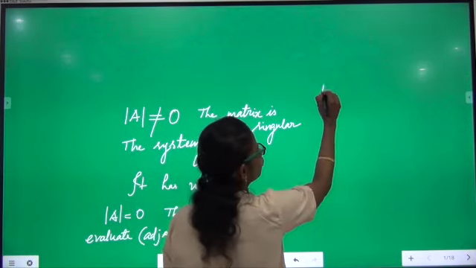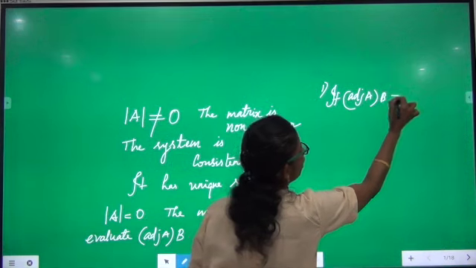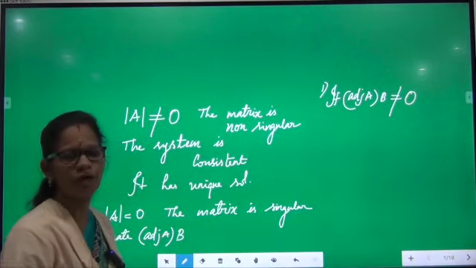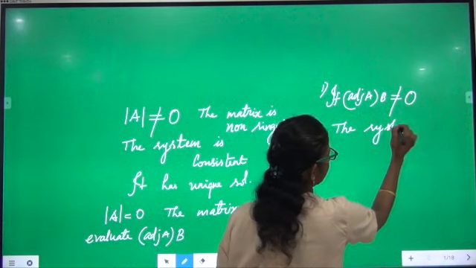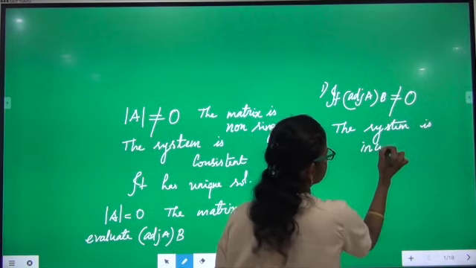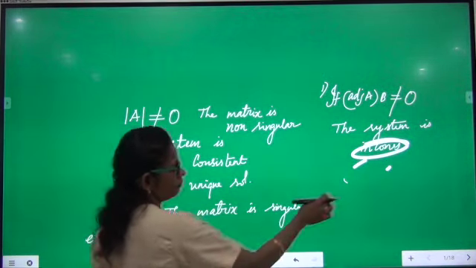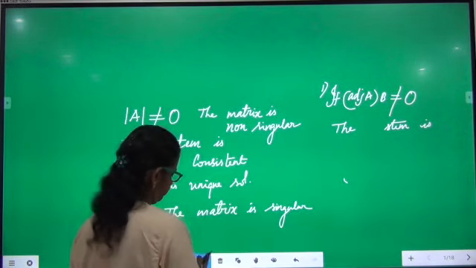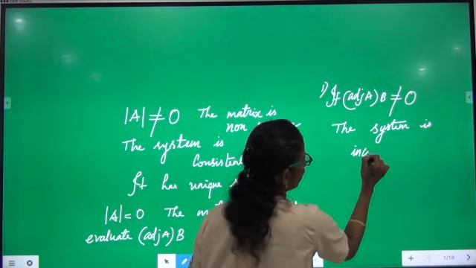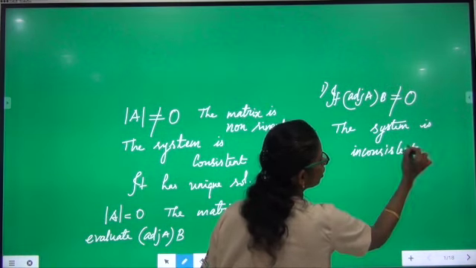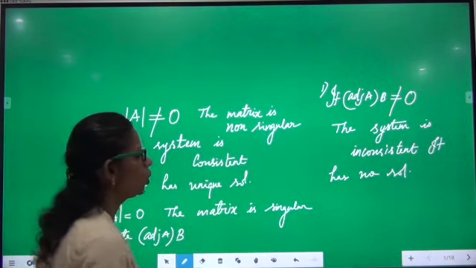First case, if adjoint of A into B is not equal to 0, the system is inconsistent. It has no solution.